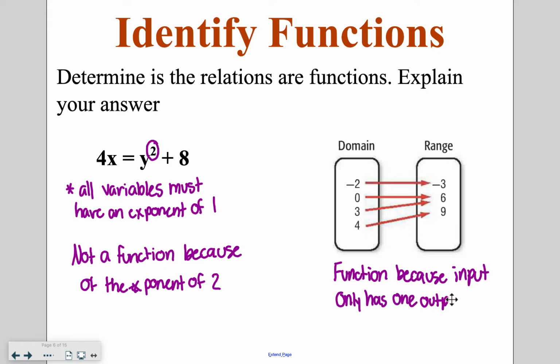So every time we put something in, we get a value out. It's okay that when I put in 0 and 3, they both have an answer of 6. What would not be okay is if I put in 0 and the first time I got 6, and there was a second arrow coming out of 0 that pointed to 9. So it's okay for two elements in the domain to go to the same range value. It is not okay for one element in the domain to go to two different range values.